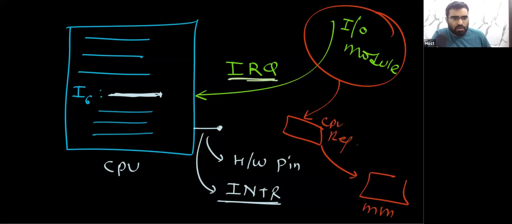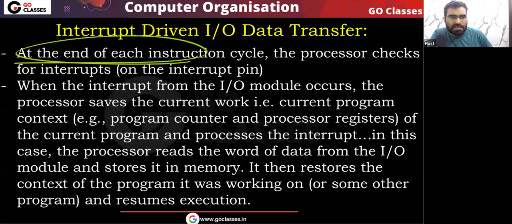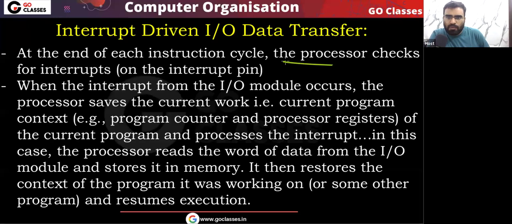So let's see. You can easily see, at the end of each instruction cycle, means after ending the current instruction, what will the CPU do? CPU will check for the interrupt on the interrupt pin. There is an interrupt pin, I told you. There is a hardware pin. So at the end of each instruction, the processor will check, is there any interrupt?